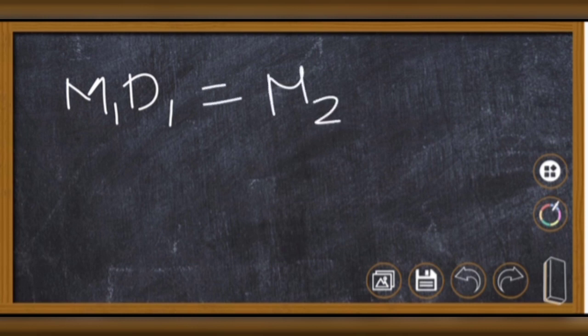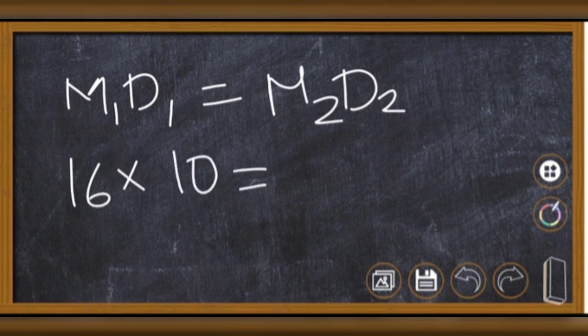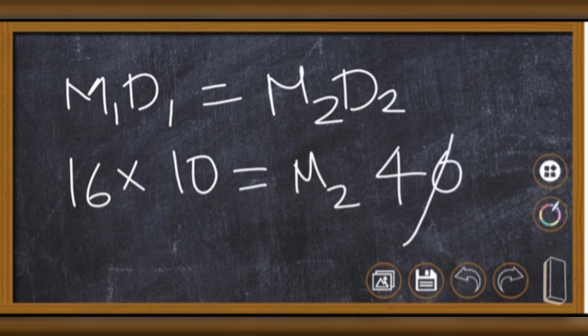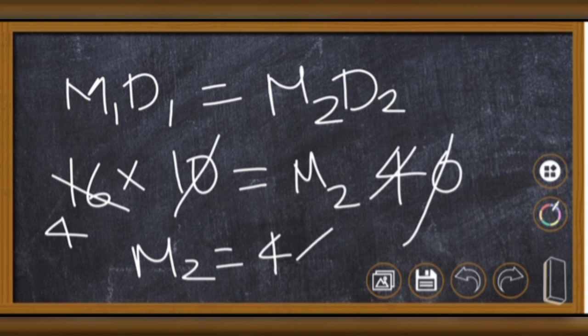So we will substitute that in the formula. m1 d1 is equal to m2 d2. Now what is m1? m1 is 16, and what is d1? d1 is equal to 10. So 16 into 10 is equal to, what is m2? That we have to find, and d2 is equal to 40. So 10 and 40 get cancelled by 10, and 4 and 16 get cancelled by 4. So m2 is equal to 4. So we get the answer.